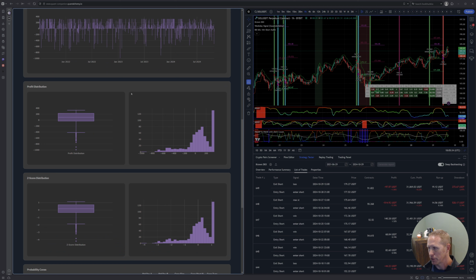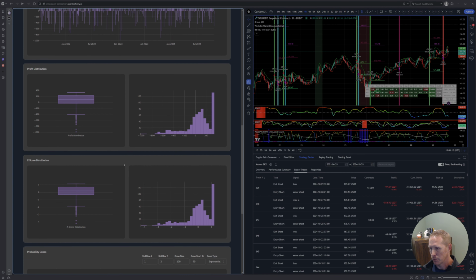Coming down to the profit distribution, this profit distribution provides a box graph and also a histogram. So from the histogram, you can see that you have mostly winning trades, and this looks really good. From the histogram, just on the left side, you can see you do have losers here, quite a few losers that actually lose fairly significantly. There's one here that looks like it's close to $900, but you just have a lot fewer of those, and so you can also see that from the profit distribution graph here.